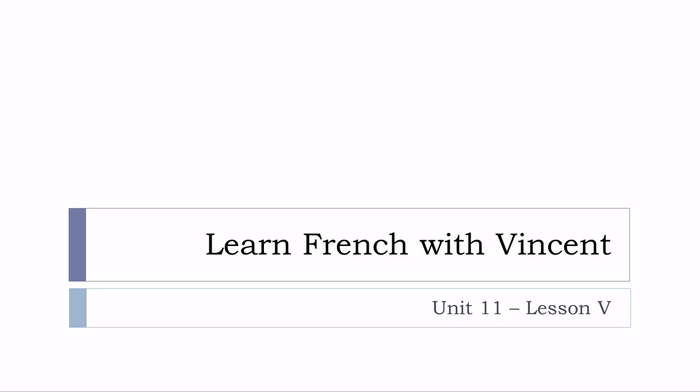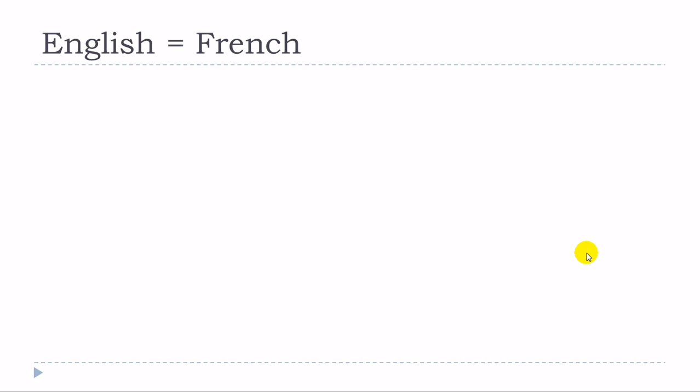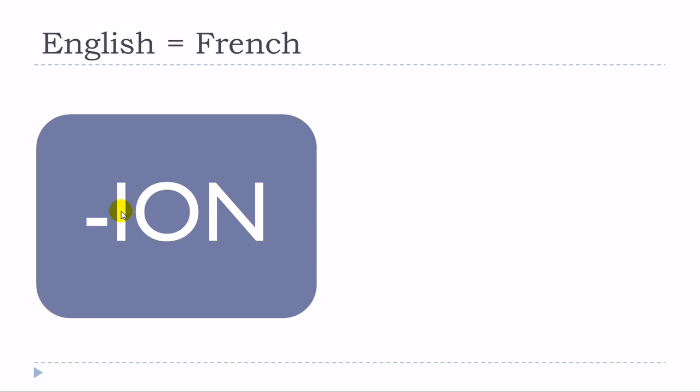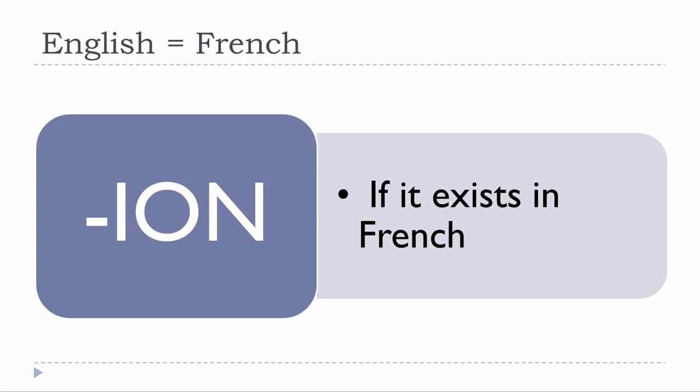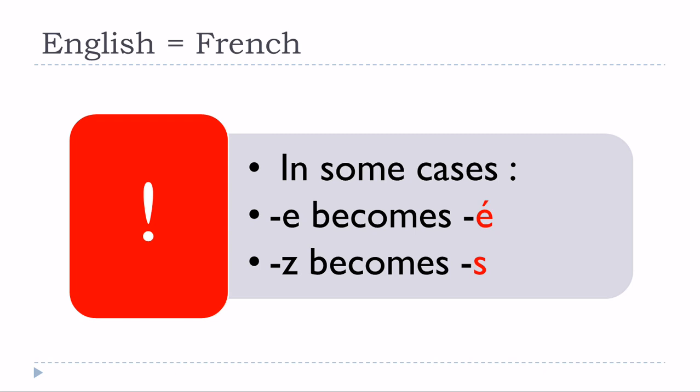And in this lesson, we'll continue our series of videos regarding the topic identical words in English and French. And we'll especially focus on the words in English that end with E-O-N. Keep in mind that the first thing you should remember is that it must exist in French, because not all these E-O-N words in English exist in French. And the second thing to keep in mind is that in some cases the writing will change a little bit. Let's start.